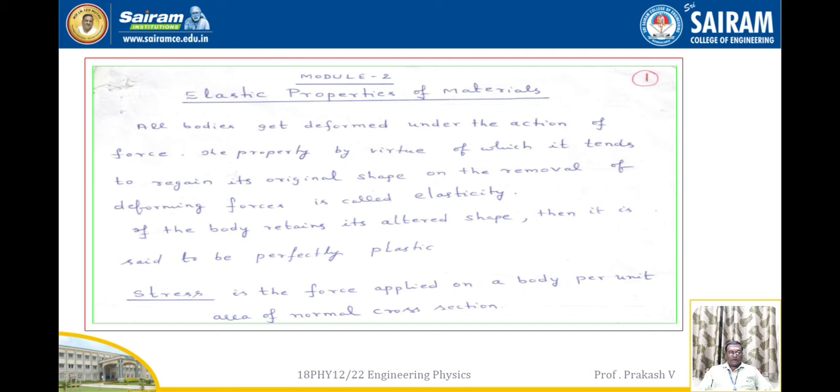So here all bodies get deformed under the action of force. The property by virtue of which it tends to regain its original shape on the removal of deforming forces is called elasticity. If the body retains its altered shape, then it is said to be perfectly plastic. Now let us discuss what is stress. It is nothing but the force applied on a body per unit area of normal cross section.